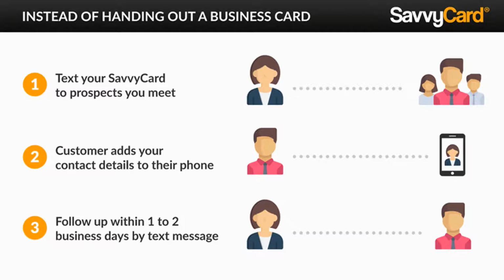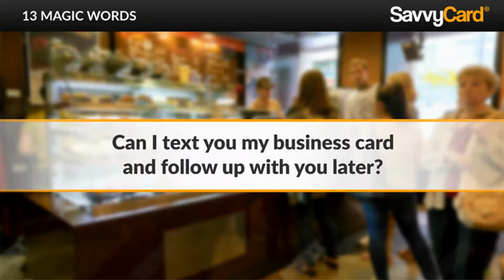But before we can start the process, we need to get somebody's mobile number. That's where 13 magic words come into play. Can I text you my business card and follow up with you later? Say it with me. Can I text you my business card and follow up with you later? Why does this matter? They will almost always say yes, which means you've accomplished 2 things. You've captured their phone number because they have to give it to you for you to text them, and you've set a foundation for text communication with that prospect.